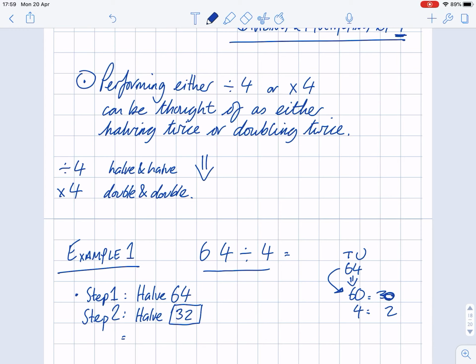I'll write it in here. So step 2 then is I need to halve 32. And I know that the answer is 16. Okay, so remember, if I'm asking you to divide by 4, you halve this number, and then whatever the answer is, you halve it again, as I've shown you here.